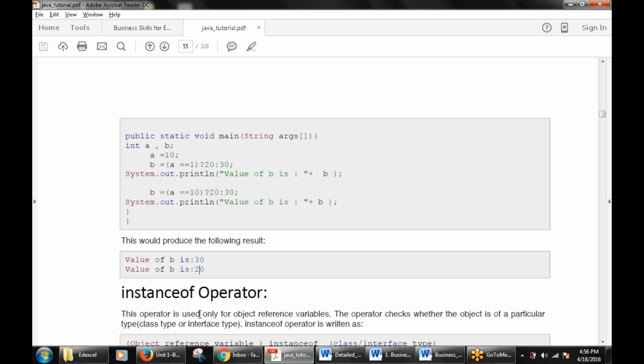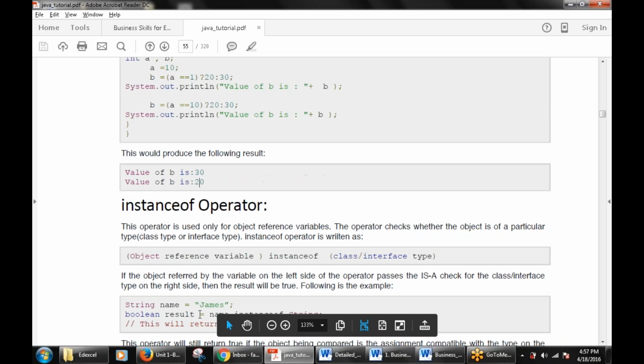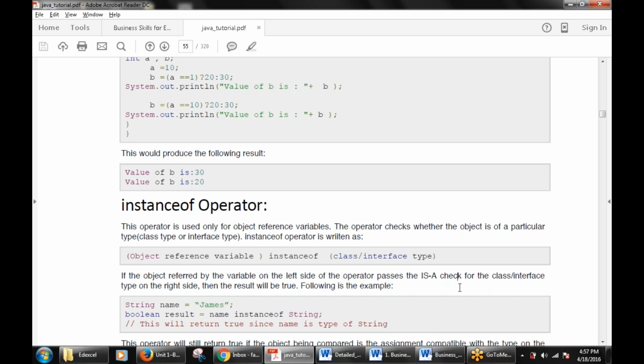Next is the instanceof operator. This operator is used only for object reference variables, and it checks whether the object is of a particular type, that may be a class type or interface type. Now this is the syntax: object reference variable instanceof class or interface type. So if the object referred by the variable on the left side of the operator passes the is-a check for the class or interface on the right-hand side, the result will be true.